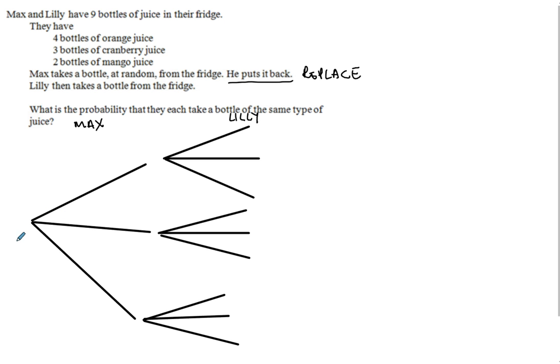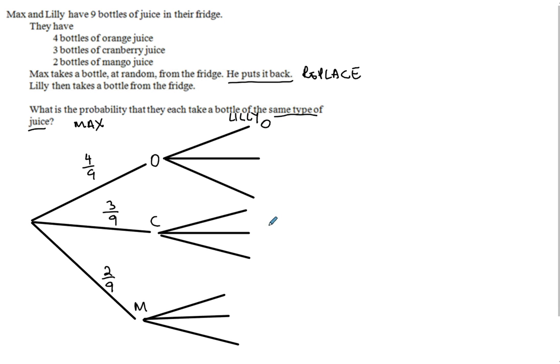Now what I don't want you to do is start filling out the whole thing, because as long as you get a feel for it, then you just write down what you need, okay? So it doesn't become so overwhelming. So you can tell the probability of taking an orange juice would be 4/9, cranberry would be 3/9, and mango would be 2/9.